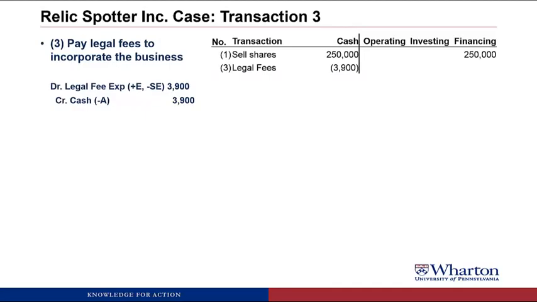So anyway, in transaction number 3, relic spotter paid $3,900 cash in legal fees to incorporate the business. Try to classify that as operating, investing, or financing.